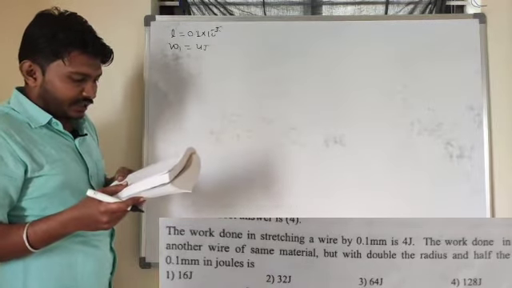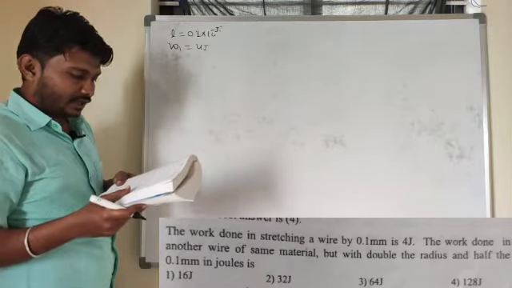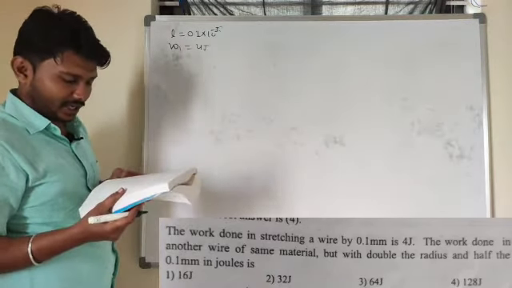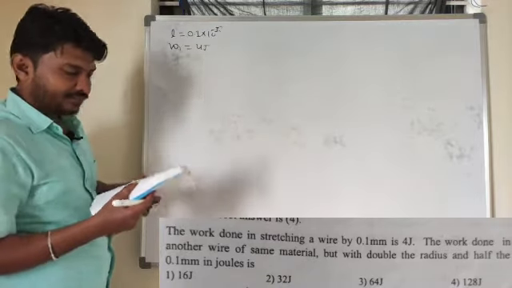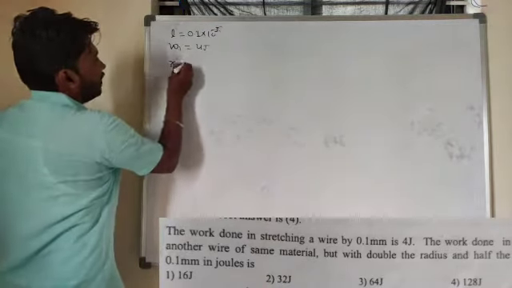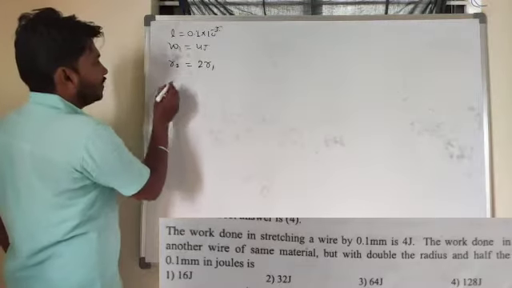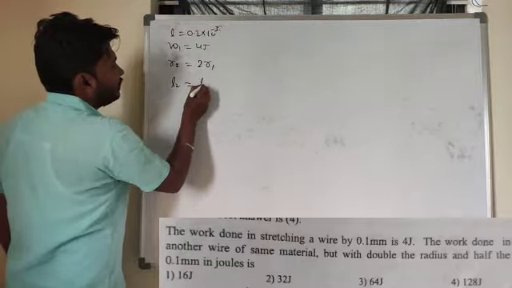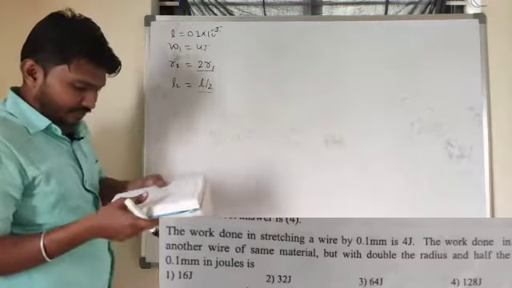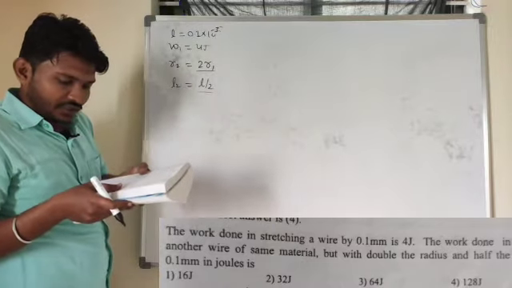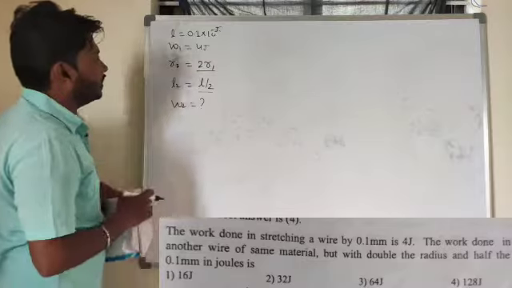Work done in stretching that other wire of same material here. So another wire we will take, having that same kind of material but double the radius and half of the length. So look at here, another wire having double the radius of the initial one and half of the length here. Then what about the work done in joules here? So which thing I need to find out here? Work done in joules here.